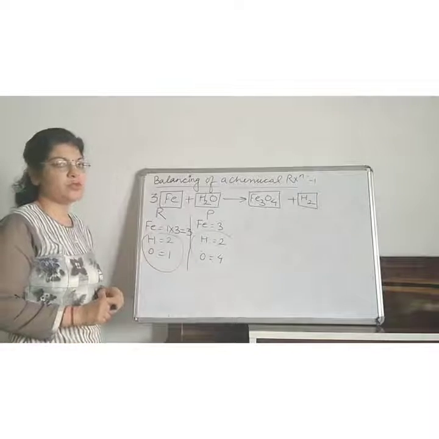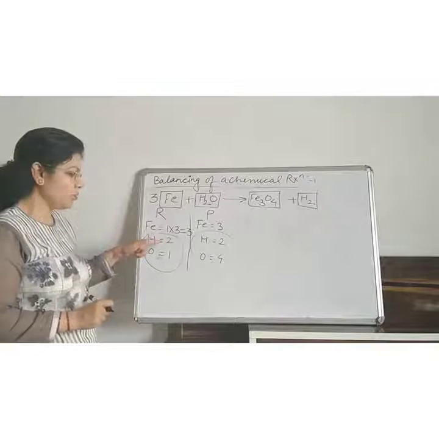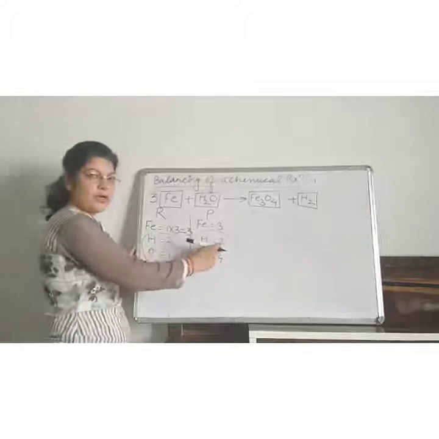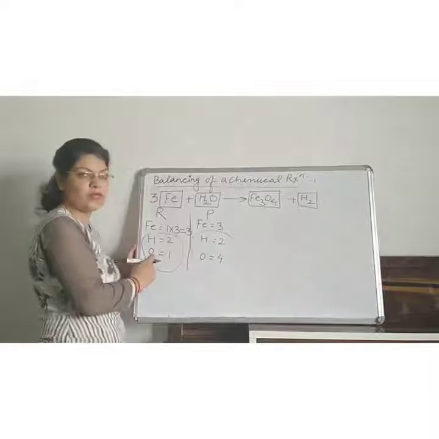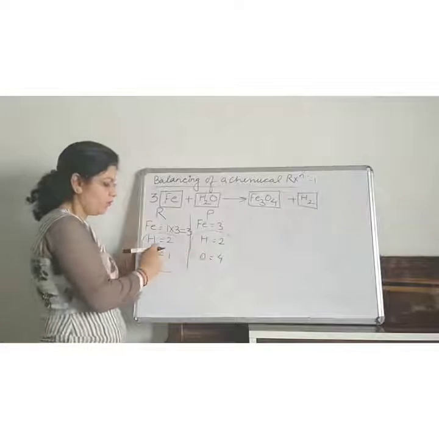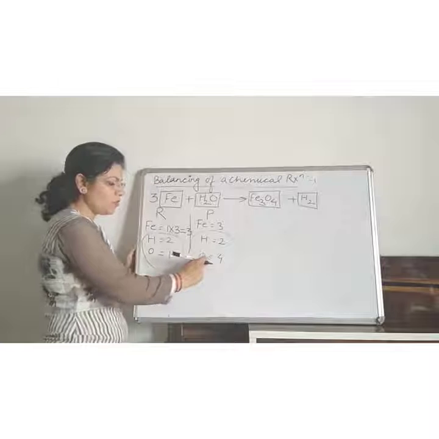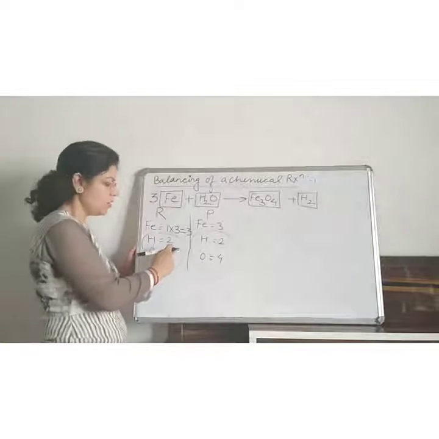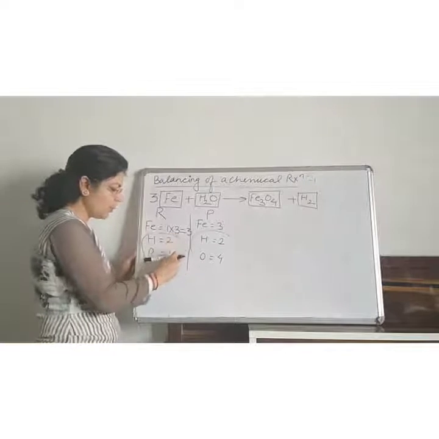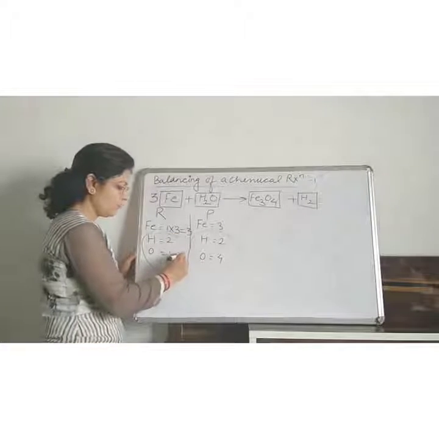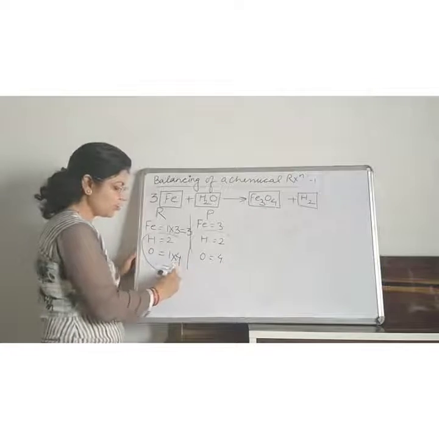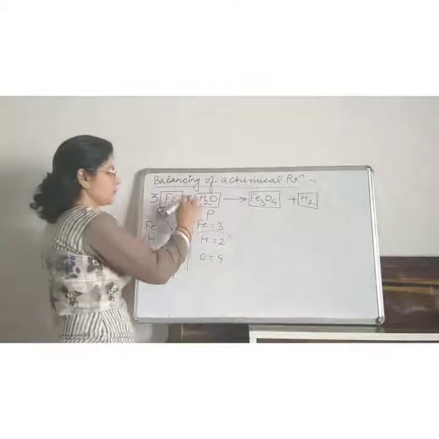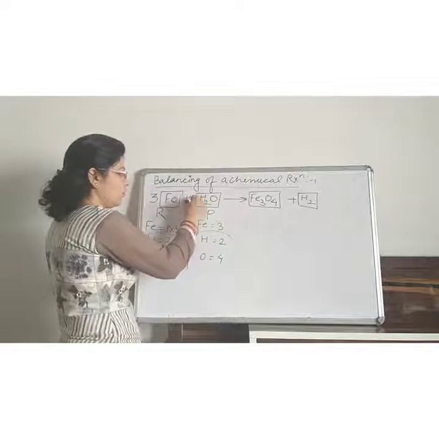Our next step is to balance hydrogen and oxygen. In this chemical reaction, hydrogen is already balanced. Now we have to balance the oxygen atoms. The number of oxygen atoms on the product side is 4 and on the reactant side is 1. So we have to multiply it by 4 so that the number of oxygen atoms on both sides becomes equal. So put 4 here.